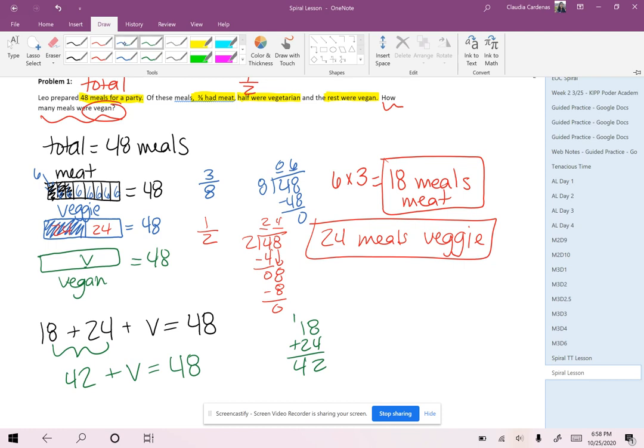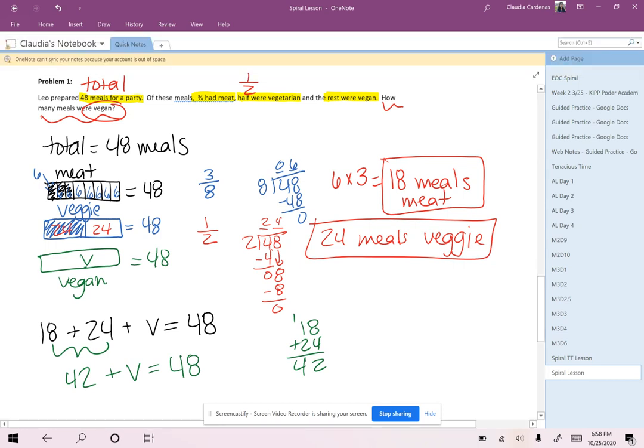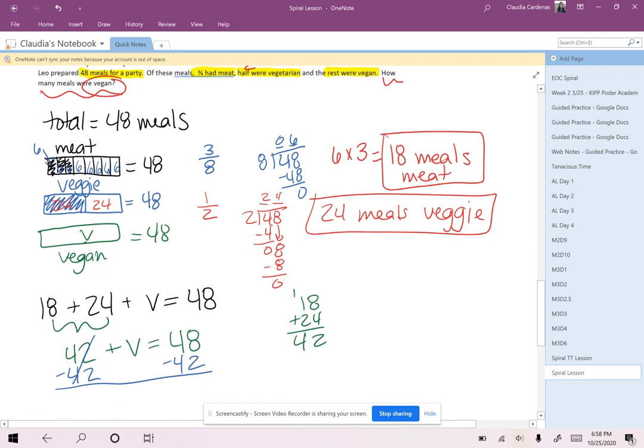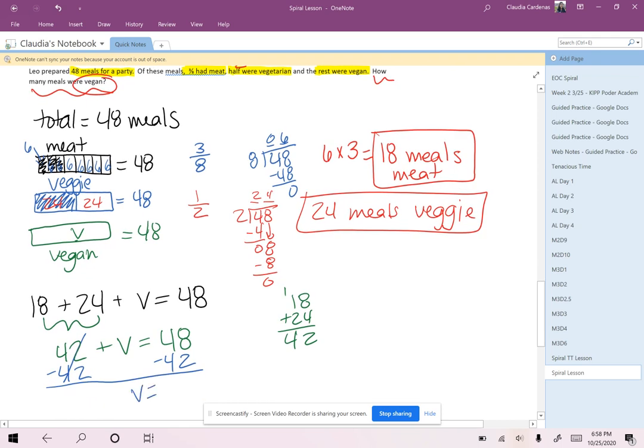Since we don't know how many that is, we need to take away the 42 from the 48. The way we take away is subtract. So let's scroll down a little bit. The vegan meals are 6. 6 meals are vegan.